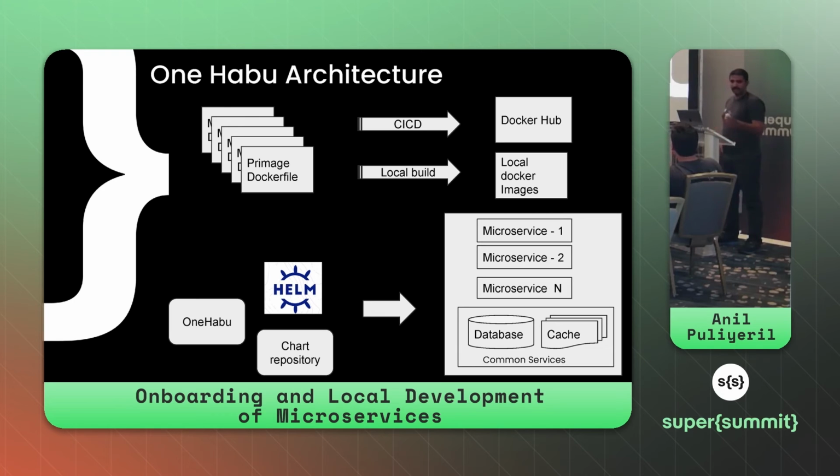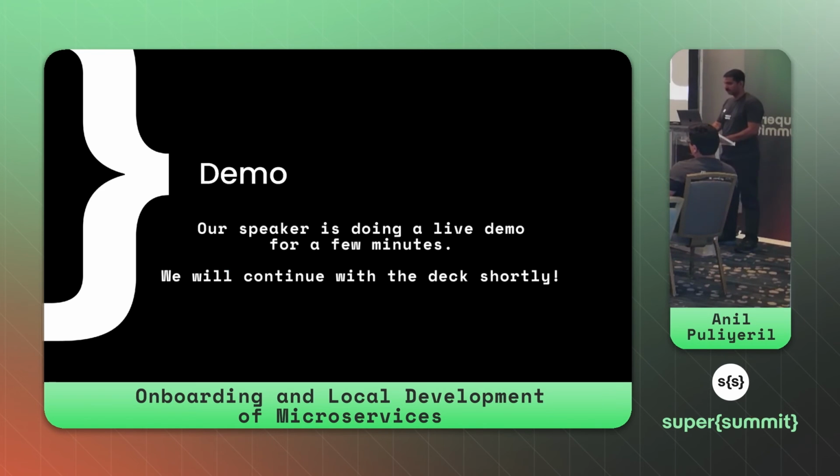There are common services, as you also talked about. Most companies would have some common microservices. Similarly for us, we have a database, a cache, and Elasticsearch. All of these are common technologies that we need started up. So once Habu starts these common services, you can also start individual microservices or shut them down one at a time.